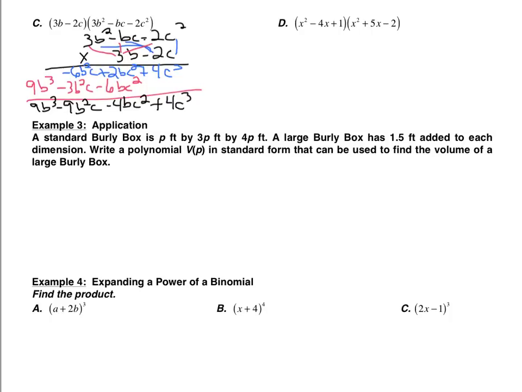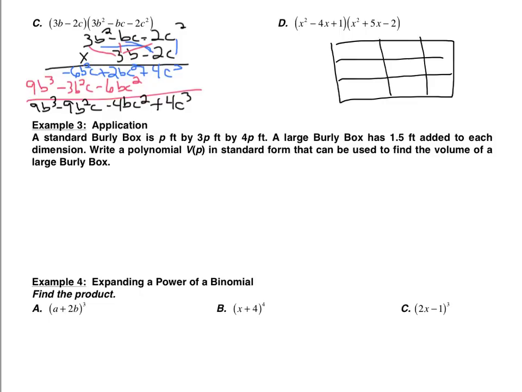In the next example, we are going to multiply using our box method. So we have x squared, negative 4x, and a positive 1 on the top. And then we have x squared, 5x, and negative 2. So in each box we're going to multiply. So x squared times x squared is x to the 4th. Negative 4x times x squared is negative 4x cubed. 1 times x squared is positive x squared.